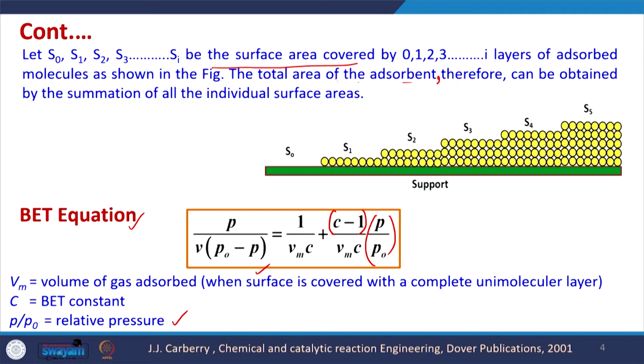So, what does it mean here? Generally all these parameters will be known and this P by P0 will be known. So, slope will be this and intercept will be this. So, from this we can determine a number of parameters. Now, within this equation Vm represents the volume of gas adsorbed when the surface is covered with a complete unimolecular level.